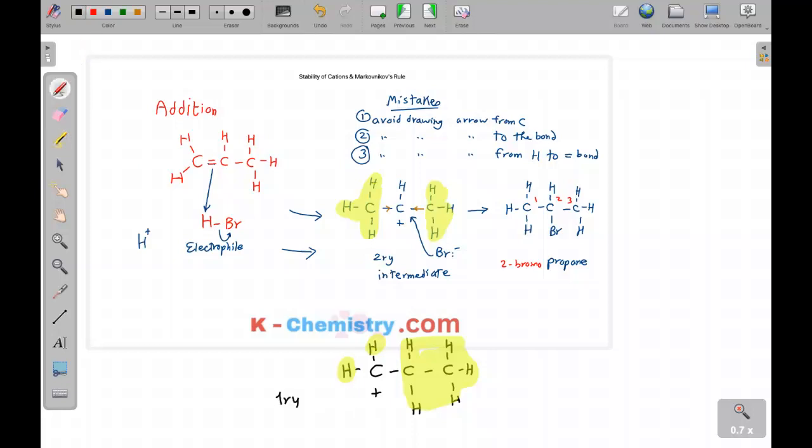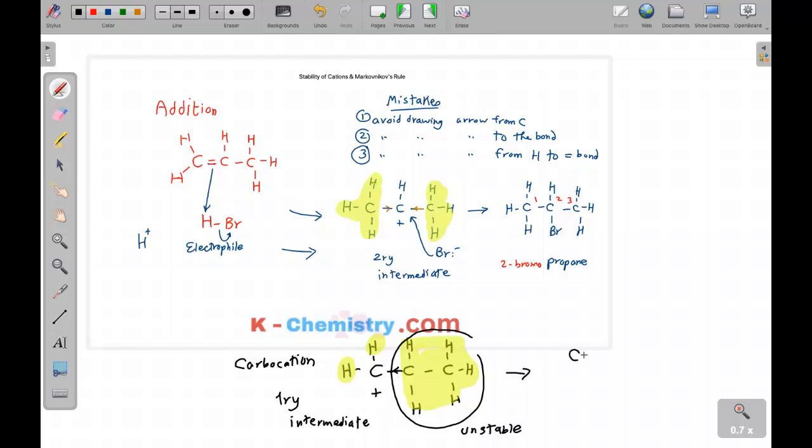Why is it primary? It has only one alkyl group around it. So this is a primary carbocation, which is going to be a little bit less stable than the secondary one, because here there is only one alkyl group which is inducing the electrons towards the carbon and makes it feel less positive. So there will be less chance to get this intermediate. It's an unstable intermediate. There's less chance that this will go on to form the final product.